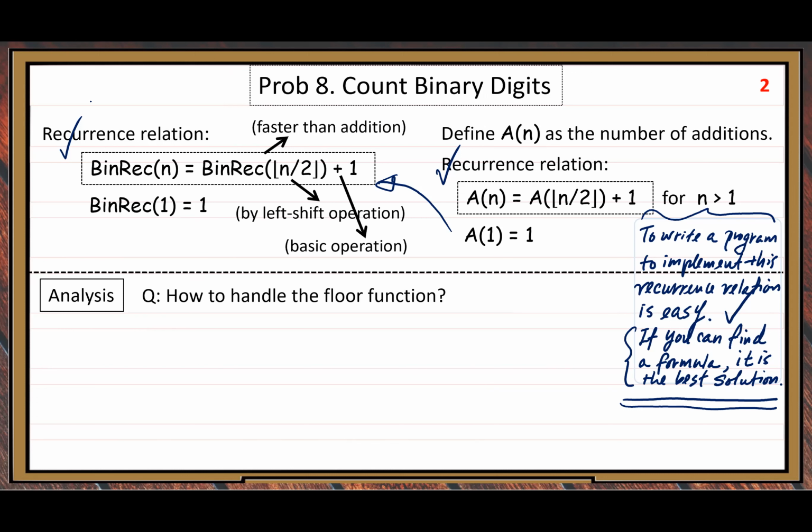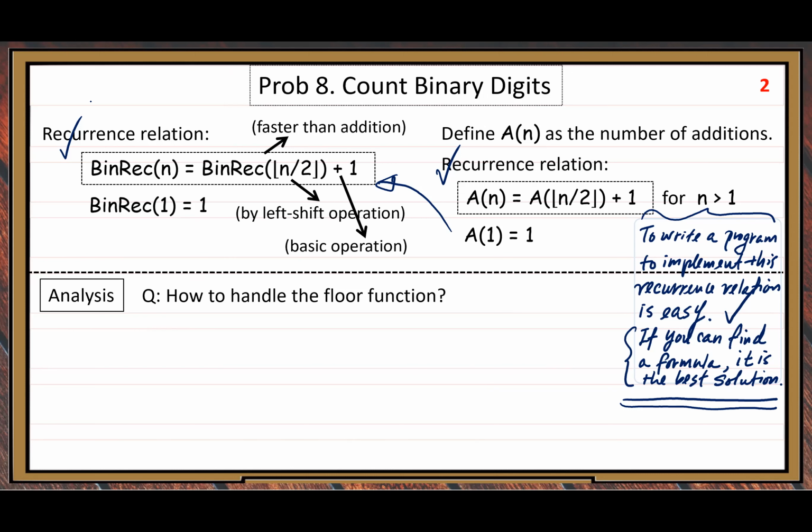How to handle the floor function? In order to solve this recurrence relation, we do not feel quite comfortable with the floor function part because it's hard to predict, right? The floor function, sometimes you drop the fractional part, sometimes you do not. So it looks like there is some uncertainty there.